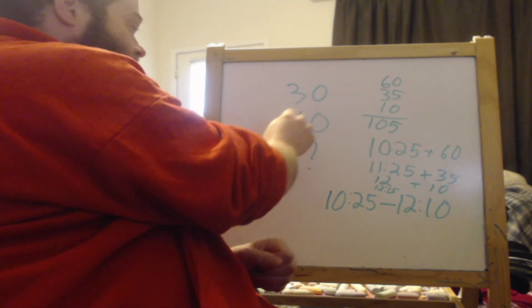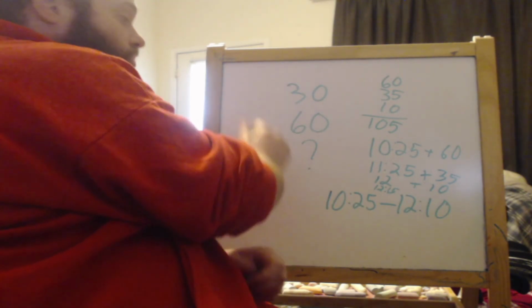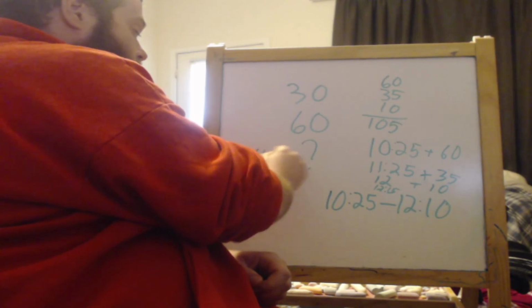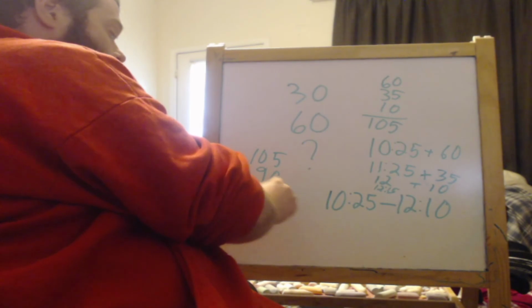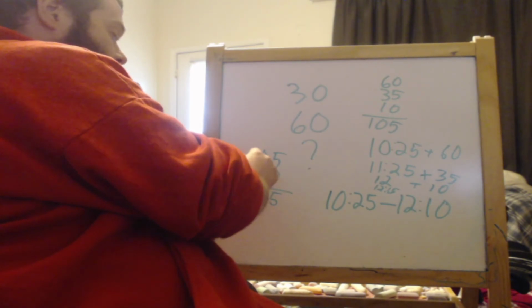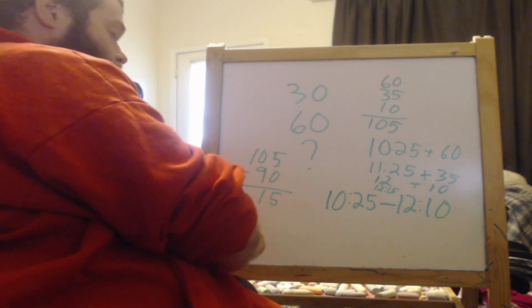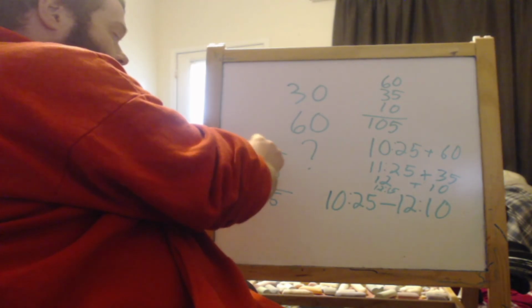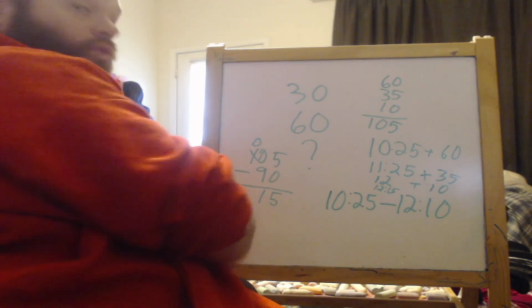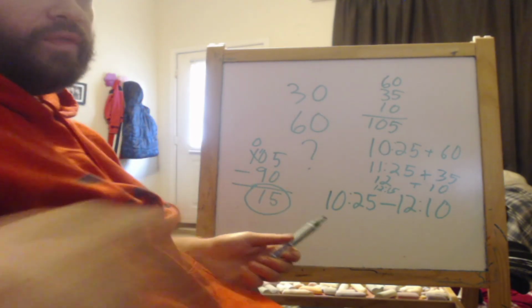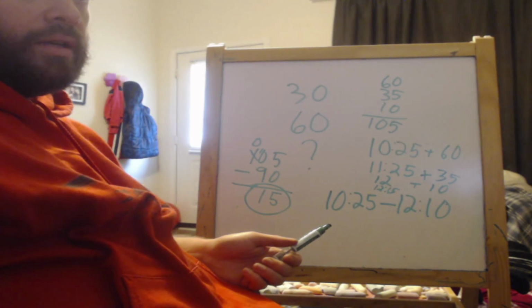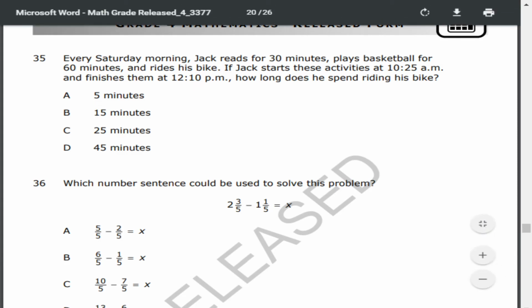And he does these two things for 90. So all we have to do is 105 minus 90. So 5, and then 10 minus 9 equals 1. Right? 0, 10 minus 9 equals 1. So the answer would be he must ride his bike for 15 minutes. And let's see. That is B.